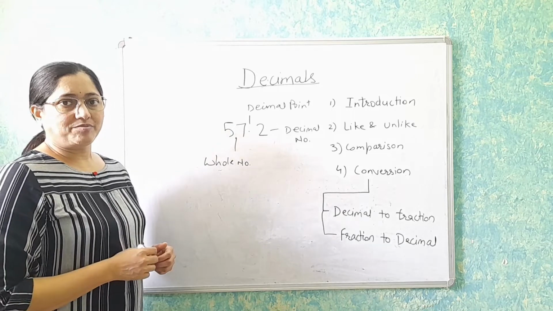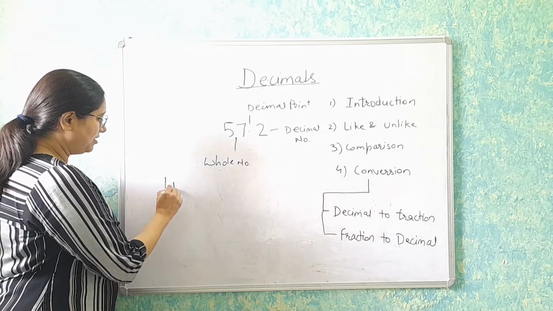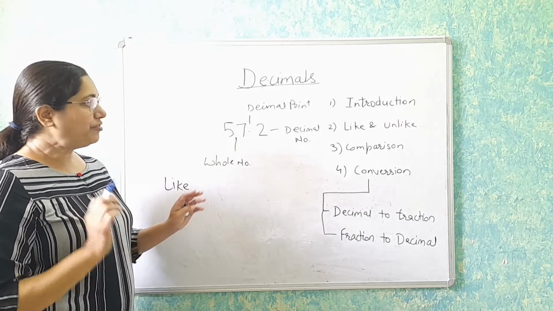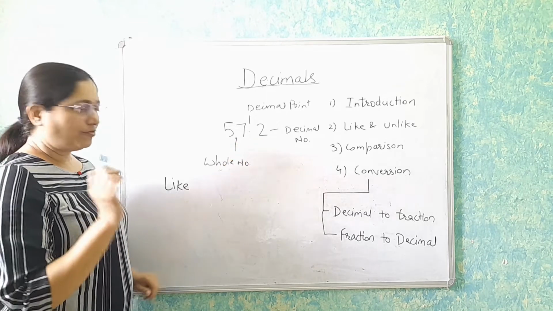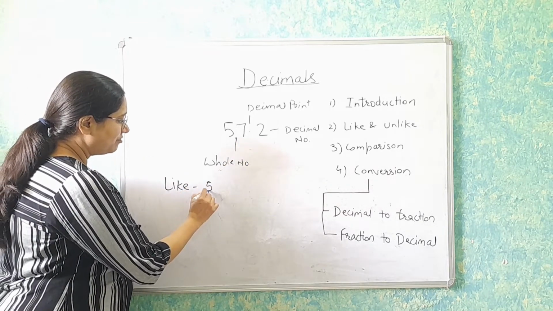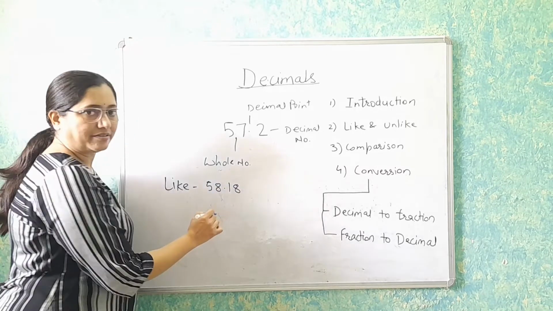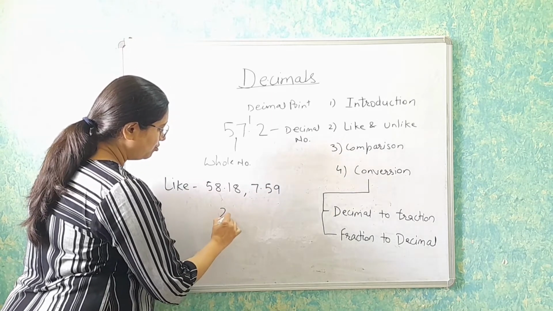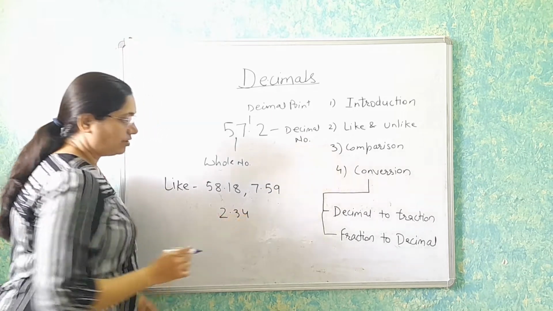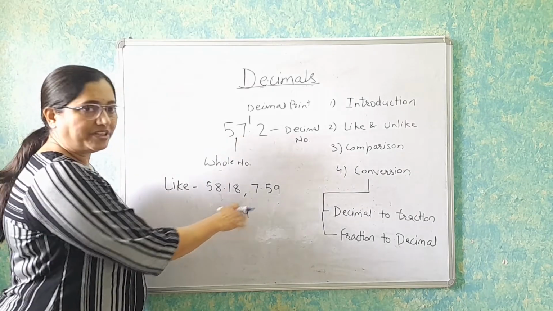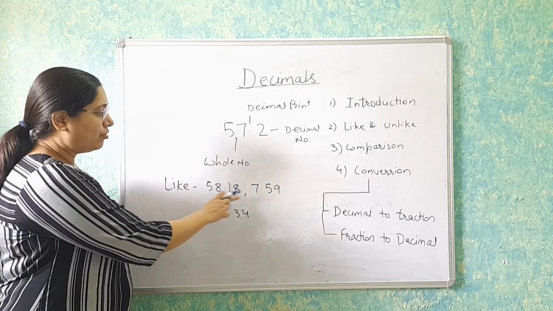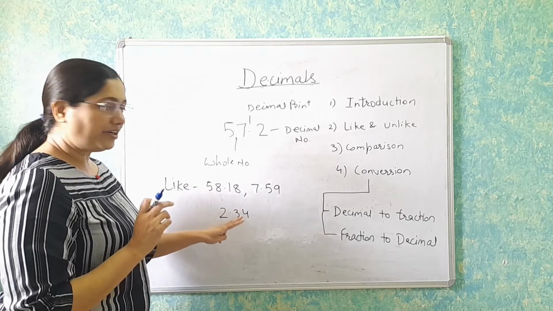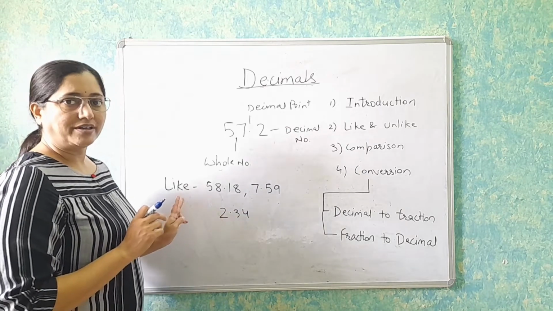There are two types of decimal numbers. First one is like decimal. Like decimals are those decimals in which the number of digits in decimal parts are same. For example, 58.18, 7.59, 2.34. Look at these three examples. All three numbers are like decimal because all three of them are having same number of digits in decimal parts. All three of them are having 2 digits in decimal parts. So they are called like decimal.